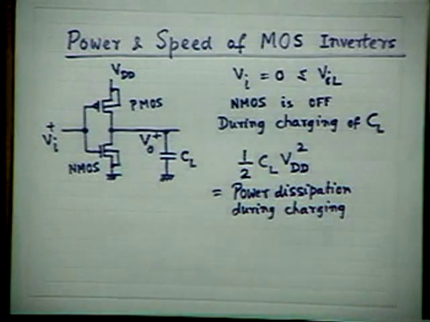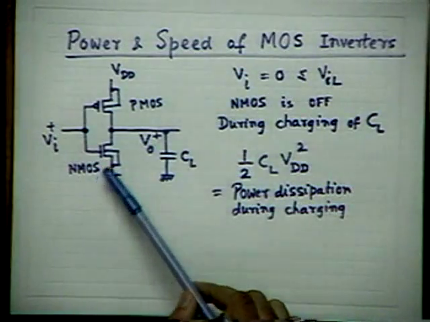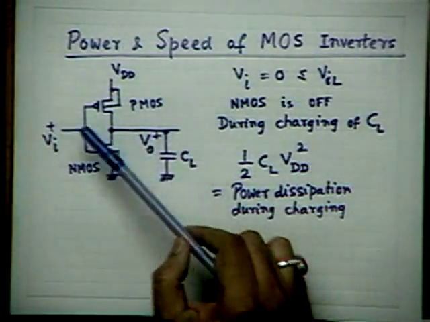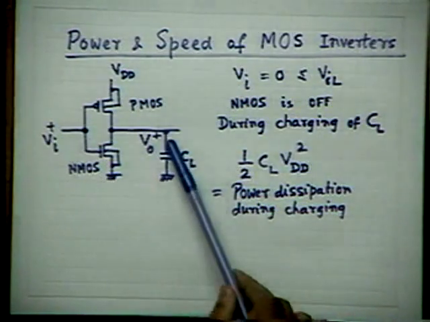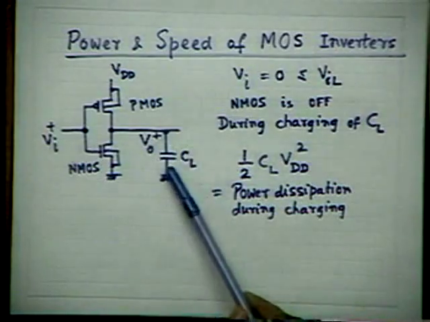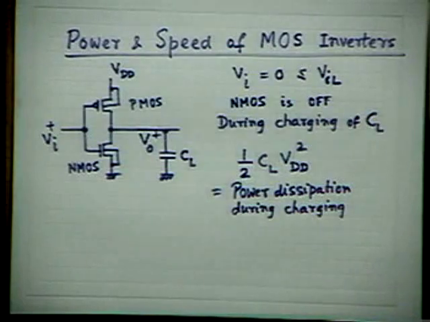Similarly, in the next cycle, when Vi makes a transition from low to high, off to on, the nMOS changes its state from off to on. Then correspondingly, in a complementary fashion, the PMOS changes its state from on to off. The PMOS becomes off in the steady state ultimately, and the charge earlier stored in the capacitor will be discharged through this nMOS, and this voltage will tend towards zero.